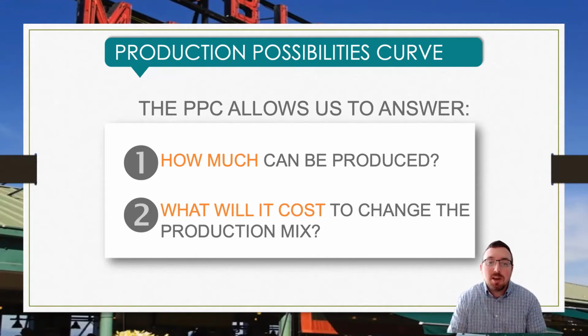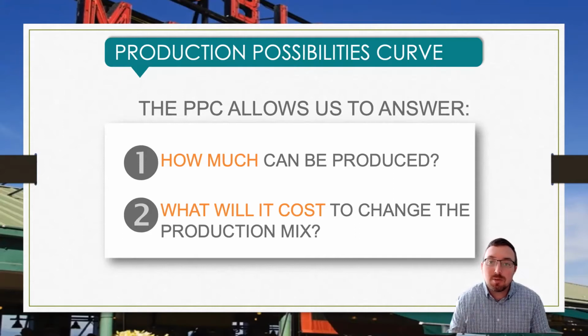How much can be produced? Again, think about in the aggregate. How much defense spending can we have? How much domestic spending can we have? On a business level, how much can we produce of good A and good B? On an individual level, how many hours can I spend going to school and also working? And finally, number two, what will it cost to change that production mix? Again, we've talked about everything has a cost associated with it. And with the PPC curve, we can analyze and see what is the cost of changing that production mix. Again, looking at the aggregate, if the United States decides to spend more money on defense, what's the opportunity cost of giving up domestic spending?